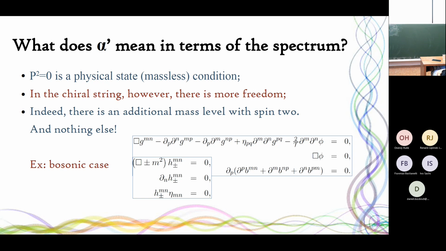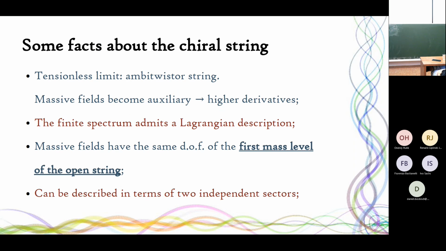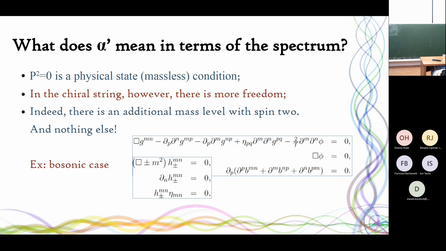So there's a spin 2, because it's symmetric and traceless. But maybe more interesting is the fact that the massive level here corresponds, as I said, to the first massive level of the open string. So in a way, you're mixing the closed string spectrum, the massless one, with one massive level of the open string. You see here there's a typo also: M squared would be positive and negative. This is because of one extra thing of the bosonic case, but you don't have to worry much about it now.